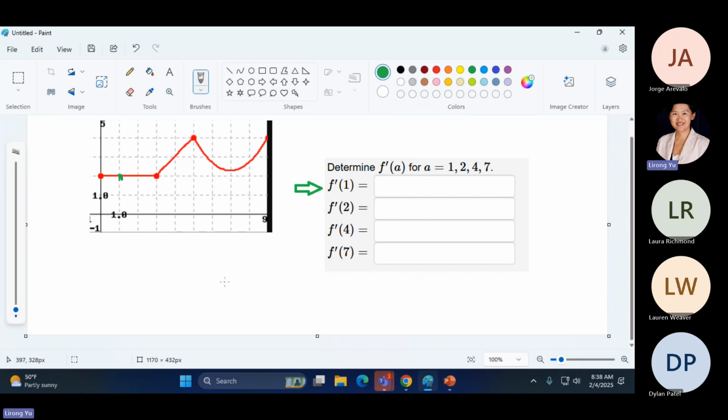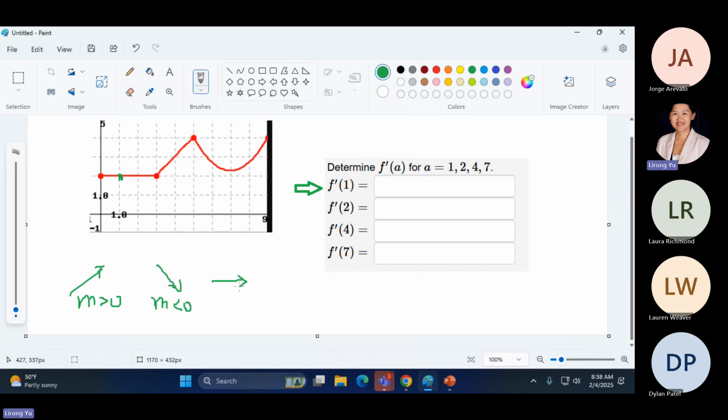If it's this way, it's positive. If it's this way, it's negative, right? It goes up and down or horizontal. And this is when you have positive slope. This is when you have negative slope.